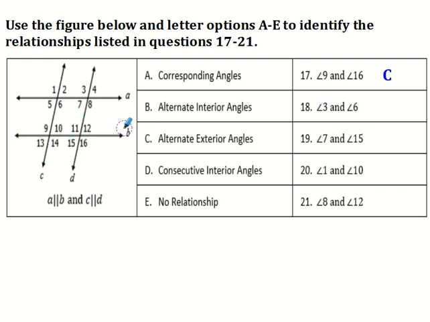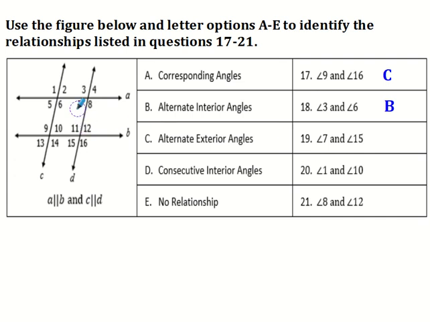Next one, 3 and 6. We have switched lines, so we are now on line A, my two parallel lines here. So now I notice that these are on the inside of my two parallel lines, which is going to make it interior. So either B or D. Now they are on opposite sides, so that is going to be your alternate interior angles. They are on the opposite sides, but they are still on the inside.